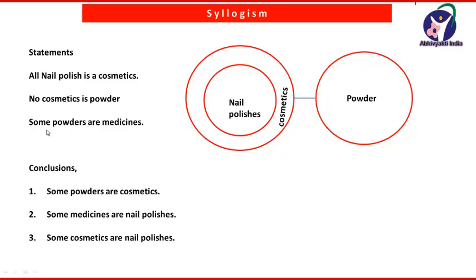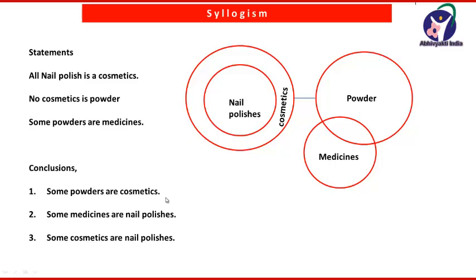The third is some powders are medicines. So it will be like this: some powders are medicine. So this common part is overlapping with powder, because powder and medicine has this much of the common part.